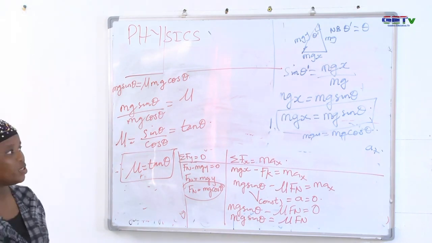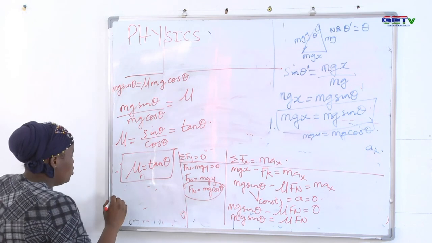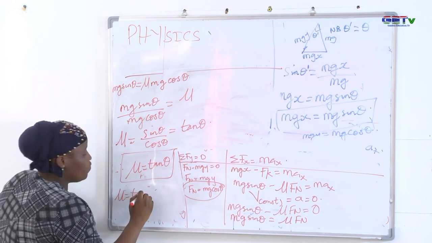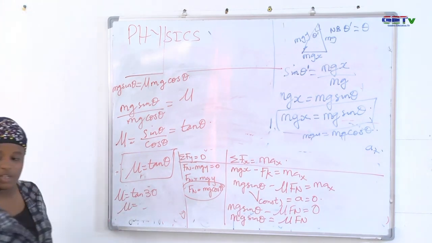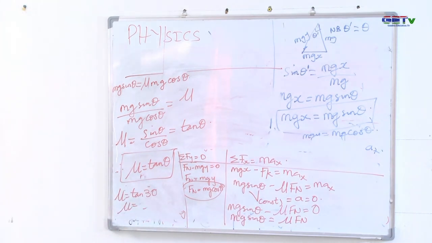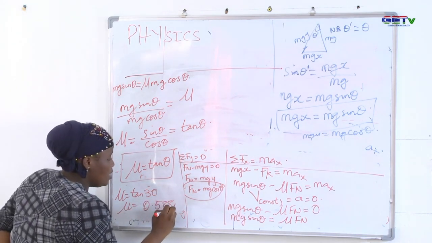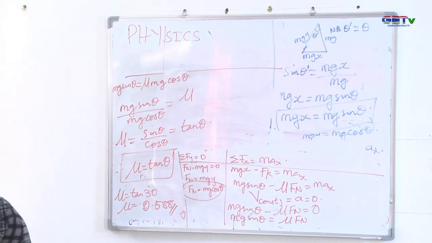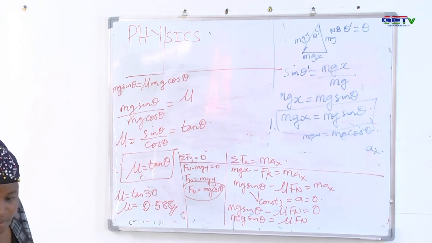But then let's look at the question. What is given? The angle is given, isn't it? Yeah, we can solve for mu. So mu will be tan of theta, which is 30. Tan 30, let's punch it together and see. Tan 30 is 0.577. As I said earlier on, it has no unit because it is a dimensionless quantity. So that's the answer. C is the correct option.